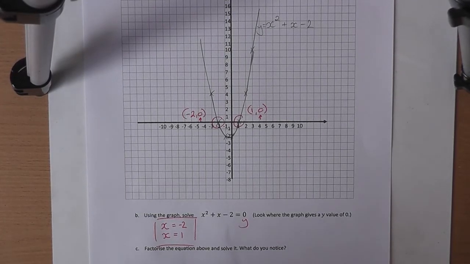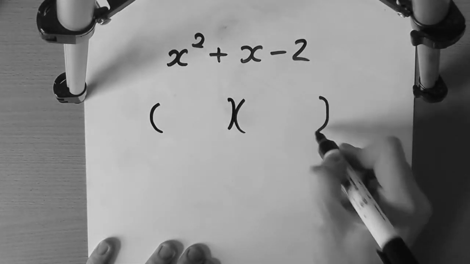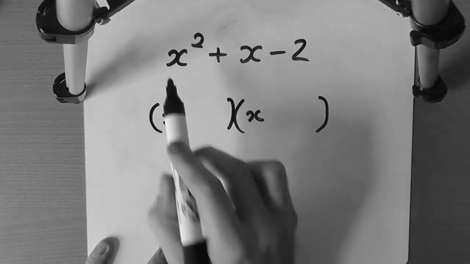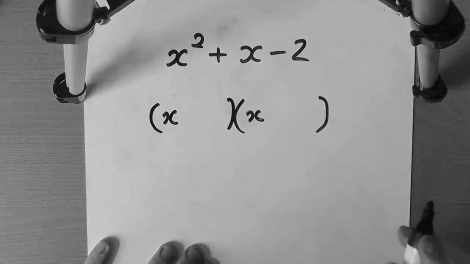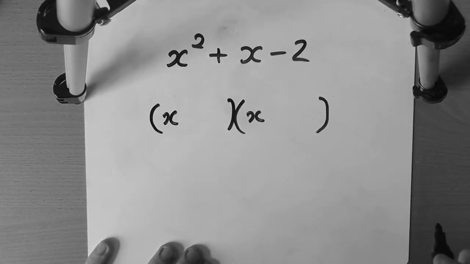Why? Well, let's have a look at part C. Part C says factorise the equation above and solve it. And then says, what do you notice? Well, we're told to factorise it, so let's factorise it. To factorise, remember, we need to first of all set up our standard answer: two brackets with an x in each. We're just looking at a single x squared, so we can just have an x there and an x there. There will then be a number in this bracket with a particular sign and a number in this bracket with a particular sign. And the trick with the factorising is to find those two numbers.